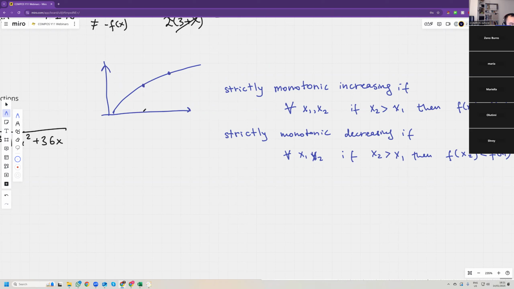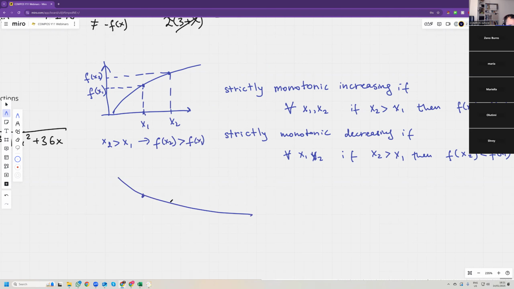So this is x1, this is x2, and this is f of x1, and this is f of x2. So if x2 is greater than x1, then f of x2 is greater than f of x1. So hopefully that makes sense. It's a decreasing function if for any 2 points, the bigger x will give you a smaller y.